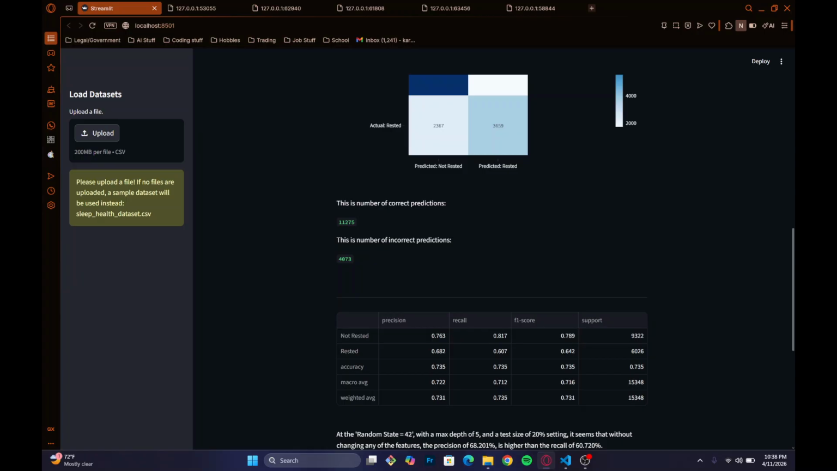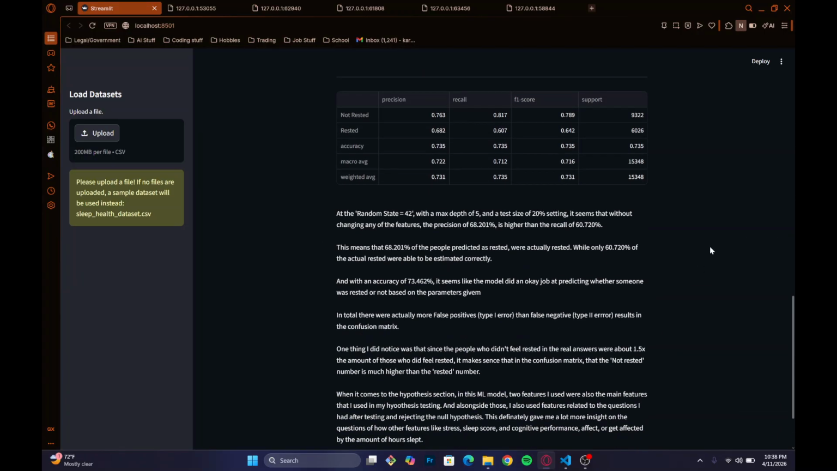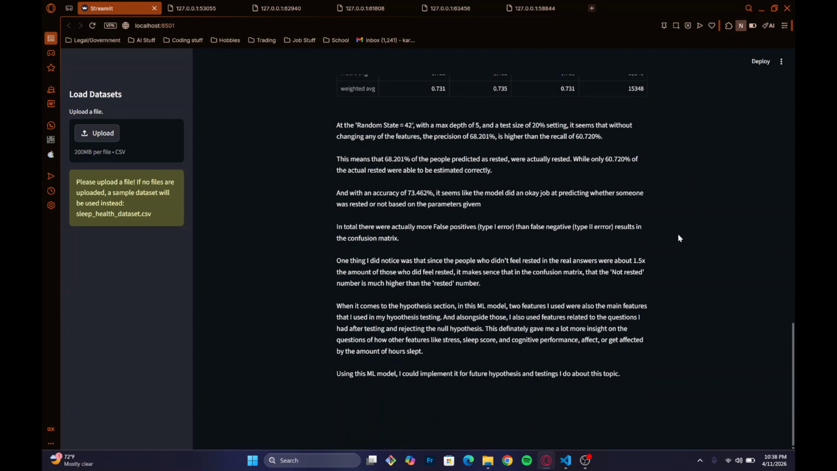So this is the amount of correct predictions, this is the amount of negative predictions, and here I was able to see some of the results. The entire machine learning model had an accuracy of 73%, and this is the precision, this is the recall, and this is some of the extra information that I had.